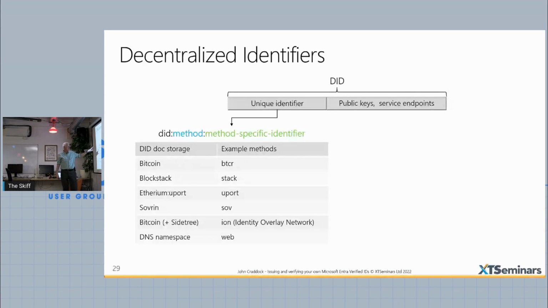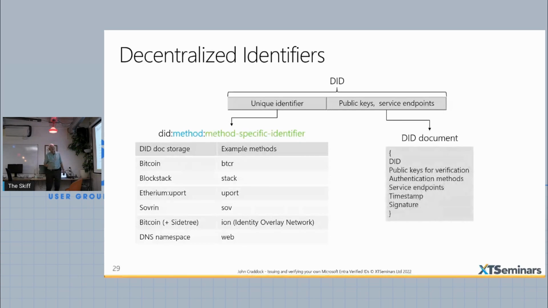But in terms of Microsoft, it's either Iron, which is storing it on the identity overlay network, which is anchored in Bitcoin, or it's web, in which case the document is on somebody's website somewhere. We'll have to find out where in a minute. And then the DID document, the really important thing in there is the public keys for verification, but there are service endpoints and other bits and pieces that can go in there. And if you're familiar with JSON, that's a JSON document.